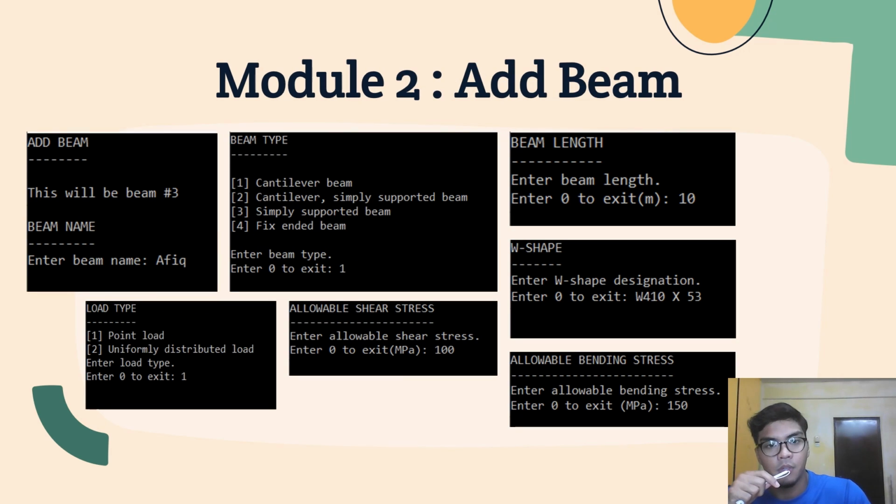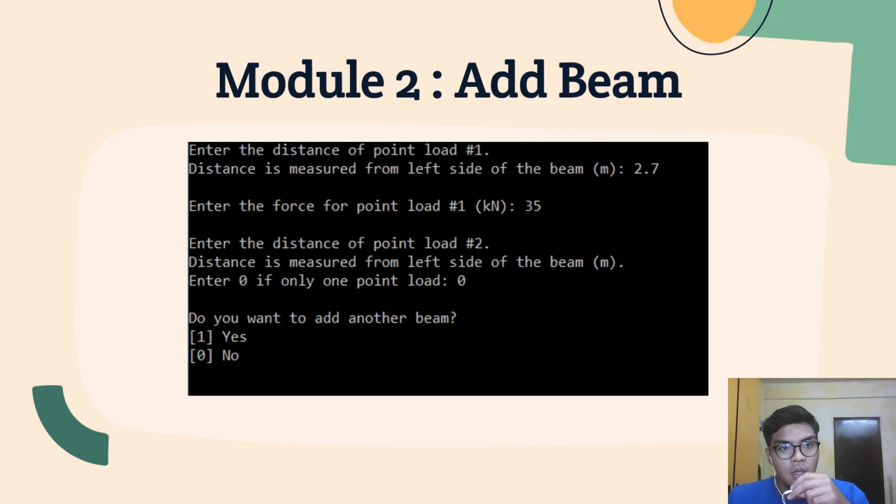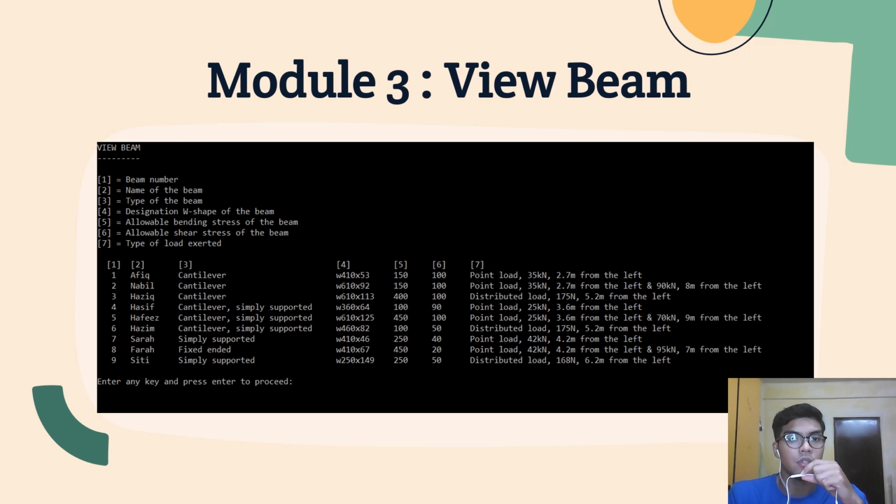In the add beam function, the user will be able to add the desired attributes of the beam and the type of load acting on the beam. The user can enter the beam name, beam type, beam length, W shape, allowable bending and shear stress, and the load type. Then, the user will enter the distance of the point load which acts from the left side of the beam. In the view beam function, the user can view the beam entered. The characteristics of the beam will be displayed in an organized table as shown below.